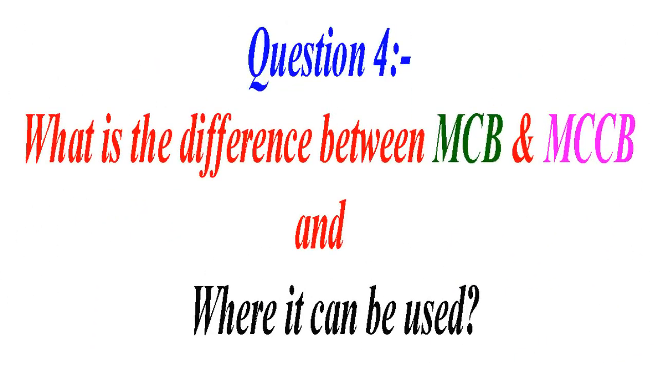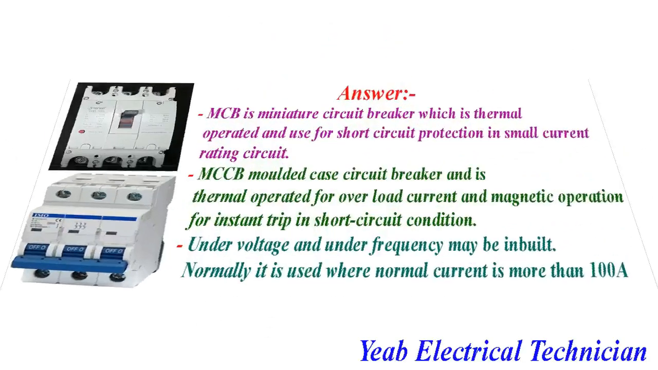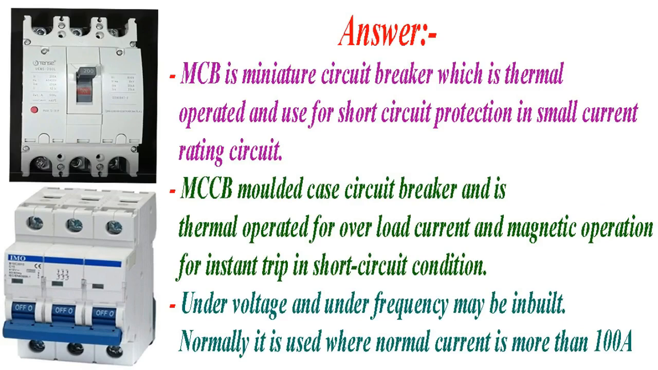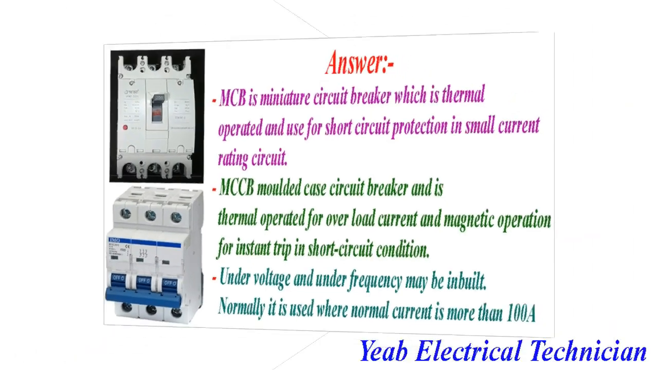What is the difference between MCB and MCCB? Where can they be used? MCB is a miniature circuit breaker which is thermally operated and used for short circuit protection in small current rating circuits. MCCB, a more dedicated circuit breaker, is thermally operated for overload current and magnetically operated for an instant trip in a short circuit condition. Under overload and underload, frequency may be inbuilt. Normally it is used where the current is not more than 100 ampere.